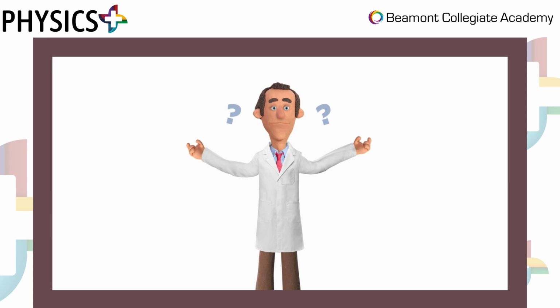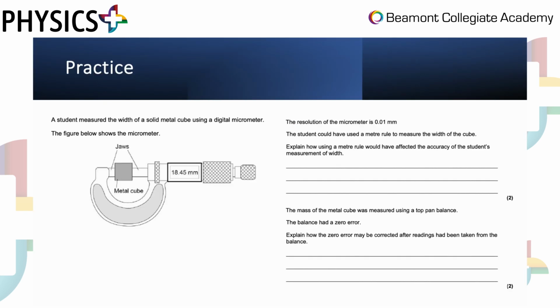Time for a question. Practice now. A student measured the width of a solid metal cube using a digital micrometer. The figure below shows the micrometer. We have the metal cube in between the jaws and a reading of 18.45 millimetres. The resolution of the micrometer is 0.01 millimetres. The student could have used a meter rule to measure the width of the cube.